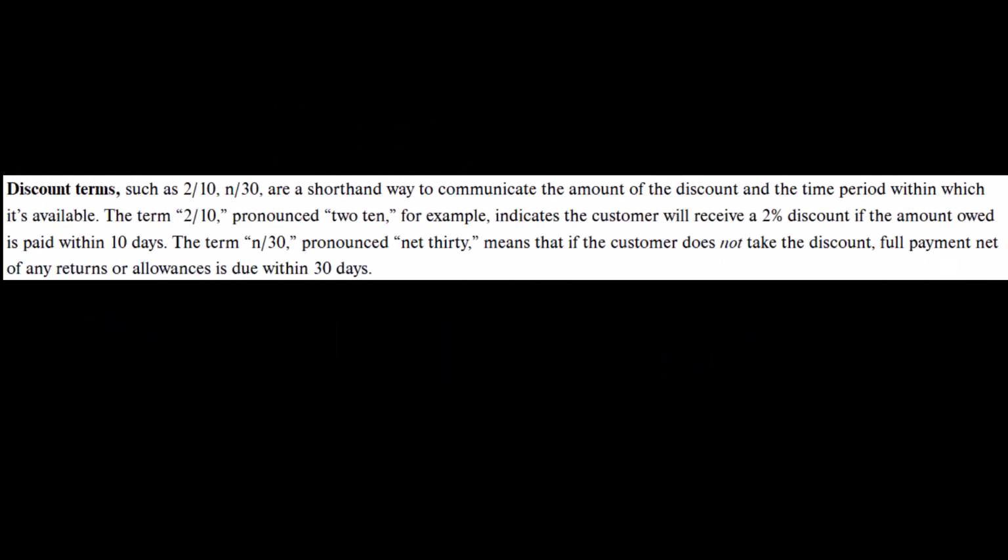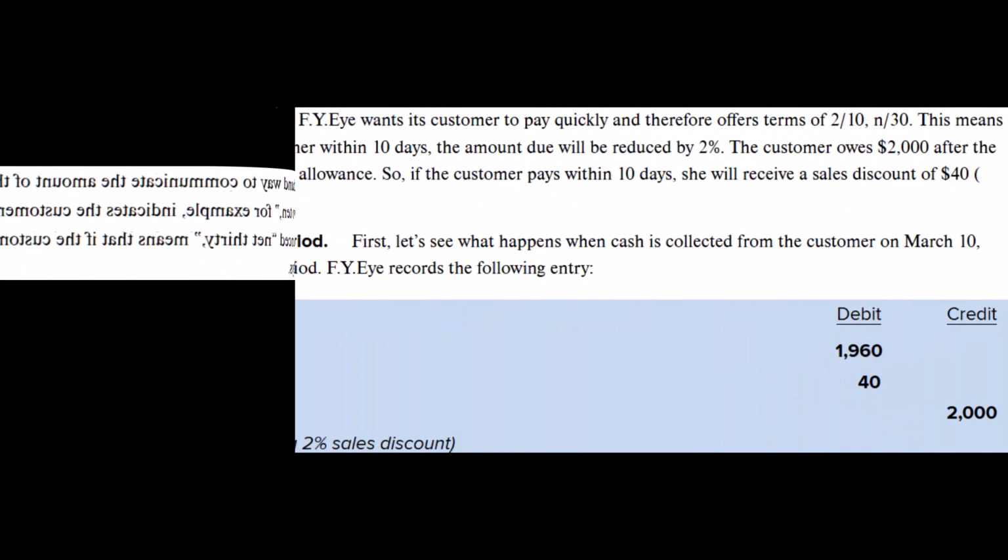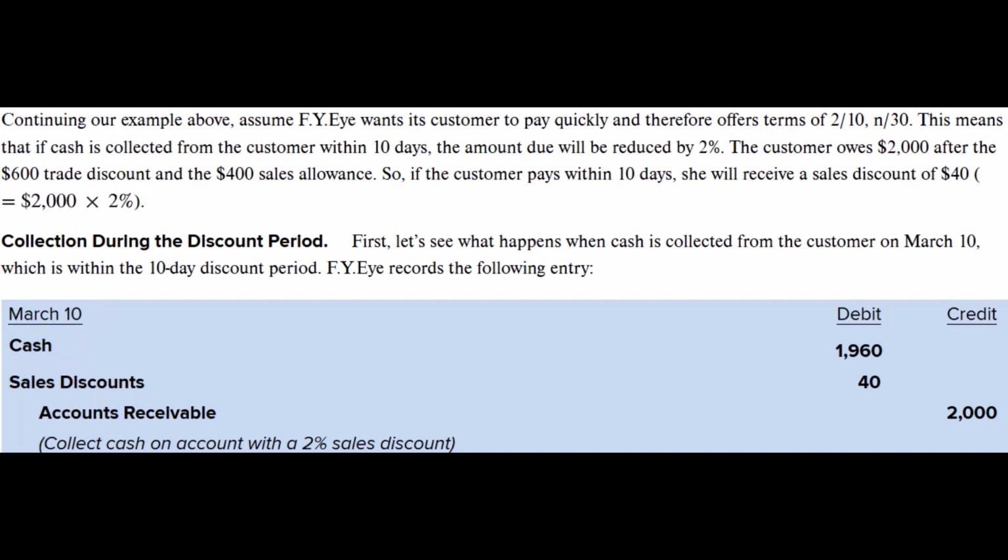Finally, we have sales discounts, which are offered to customers to incentivize quick payment. You'll often see terms like 2/10, net 30, which means the customer can take a 2% discount if they pay within 10 days. Otherwise, the full amount is due in 30 days. Let's say a customer who owes $2,000 pays within the 10-day period. They get a 2% discount, or $40.